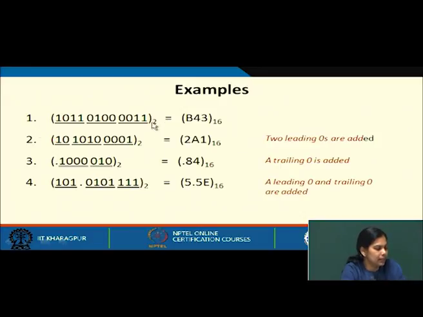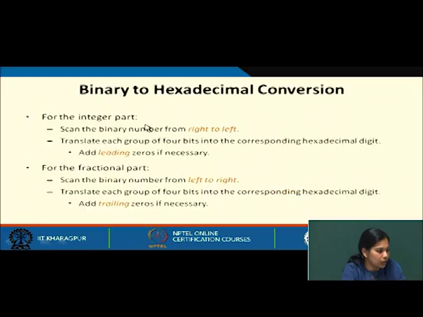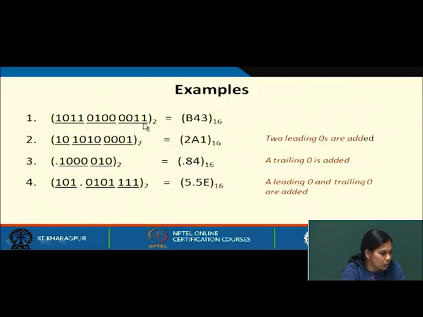So, let us say we have a number which is represented in binary 1010. So, we group this from right to left. First we group this 4 bits, next 4 bits, then next 4 bits, and then we find out that we have 3 groups having 4 bits. So, what is 1011? It is B. What is 0100? It is 4 in hexadecimal, and 0011 is 3. So, we have converted a binary number into hexadecimal representation.